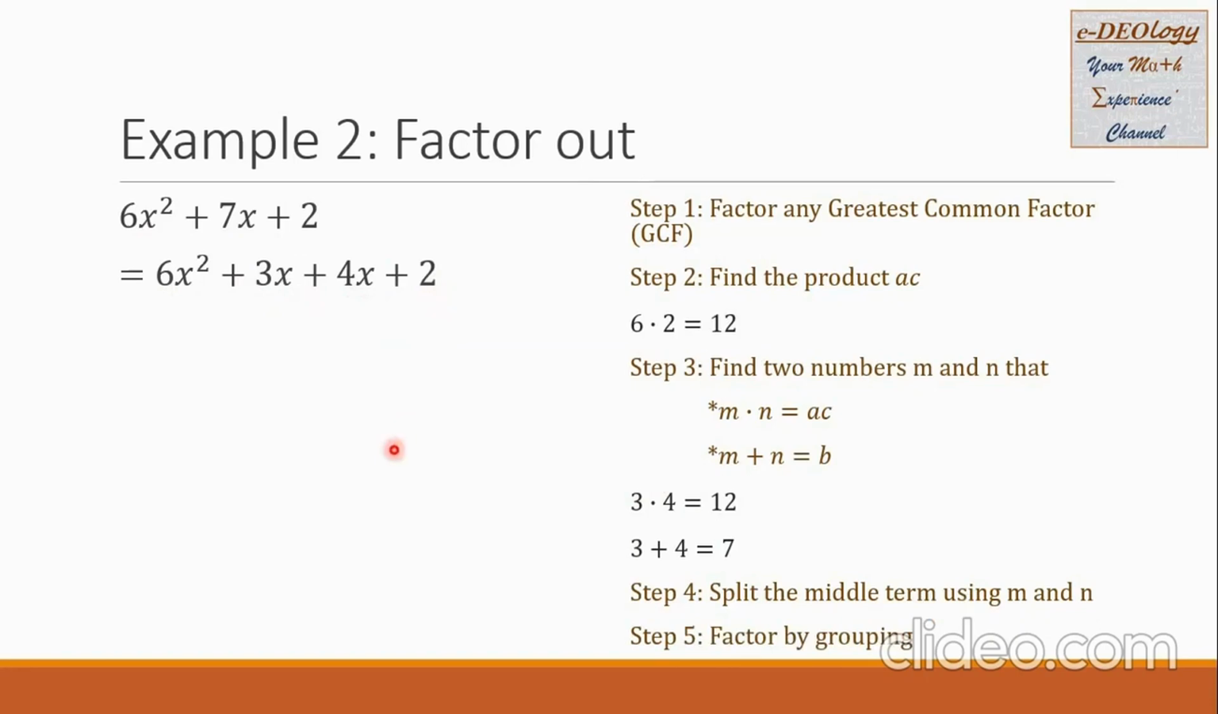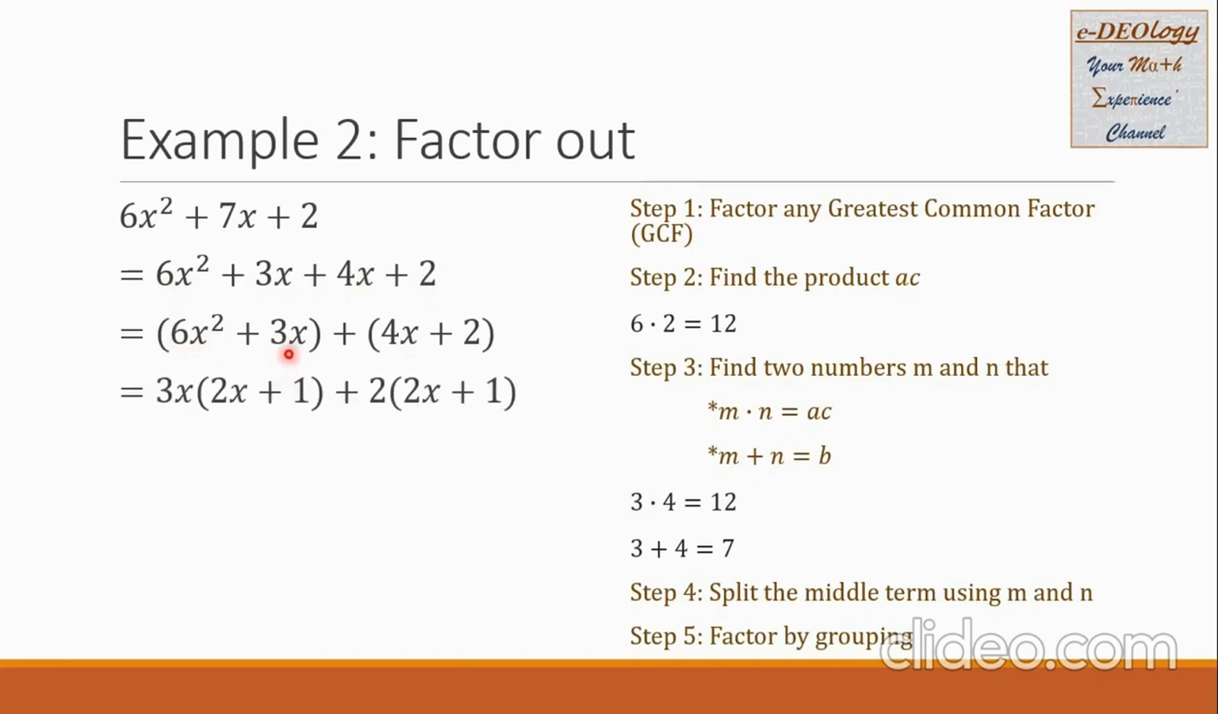Step 5, we are now to factor by grouping. We're going to group the first two terms and then group the last two terms. We're going to factor out the GCF for these two terms. We can see that 3x is common. So what remains in the first term, 6x squared, is 2x, and then plus 1. We can check if our factors are correct. 3x times 2x is 6x squared. 3x times 1 is positive 3x.